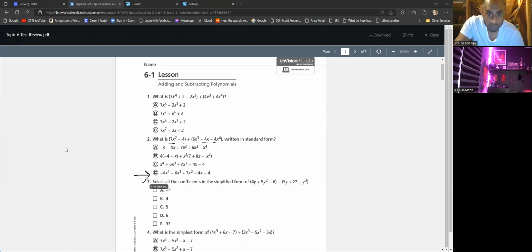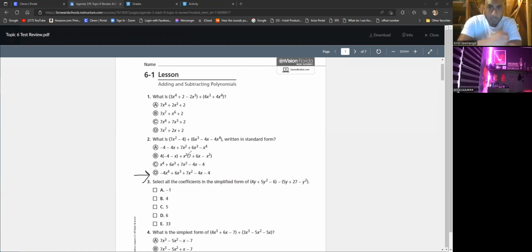Why is it D? Okay, let's see. The negative 4x, which one is that like term? They're all different. This one is 4, this one is 3, 2, 1, in decreasing order. Yep, exactly, the 4, 3, 2. Yeah, but check the signs of the coefficients to make sure they're right.